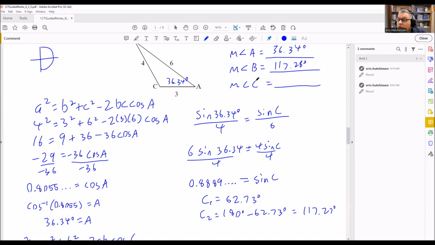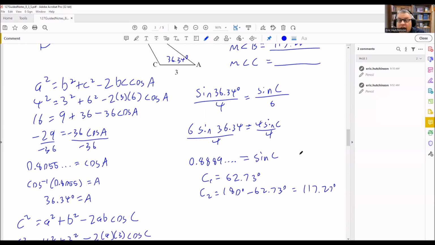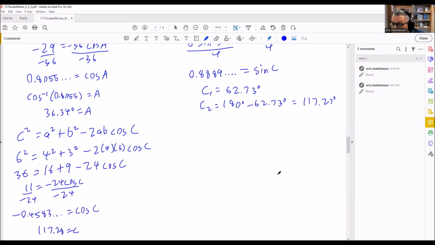All right, now we have the last one, measurement of angle C. And we just do that by subtracting everything from 180. There's no reason to use law of sines or law of cosines for this one. So down here, we're going to use measurement of angle B is going to equal 180 minus 36.34 minus 117.28. We're going to use this version because we know this one's going to be more accurate because we used actual numbers in here and not an estimation like we did before for law of sines.